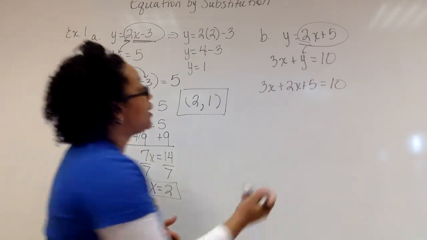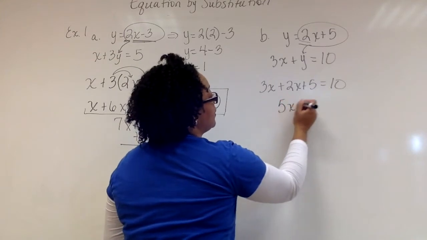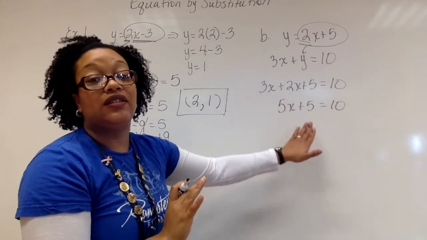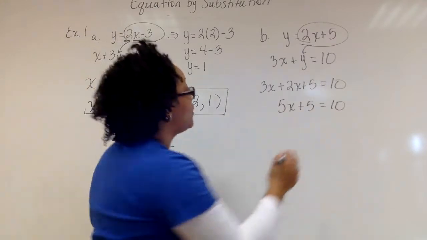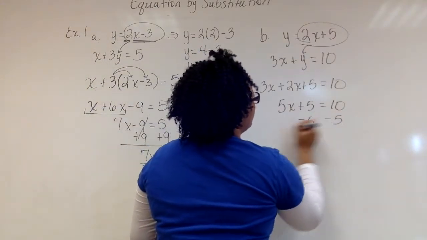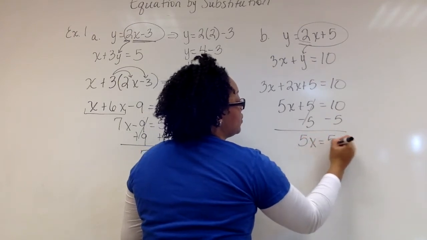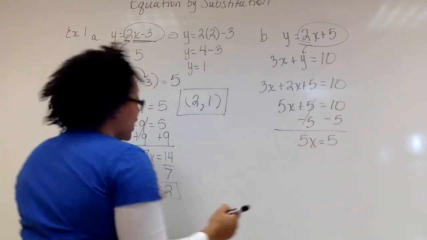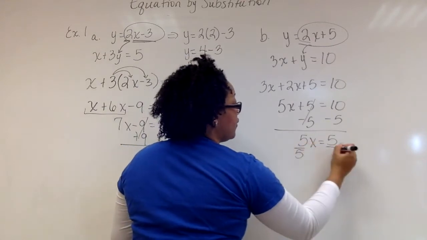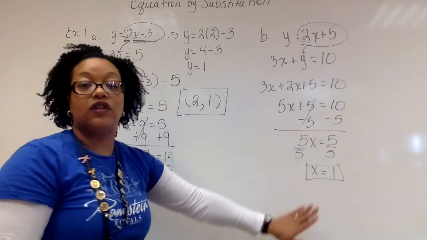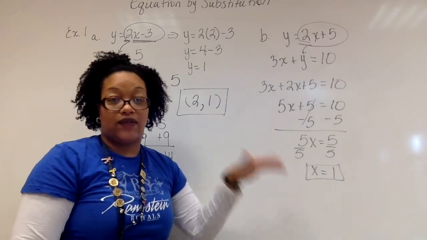So let's combine our like terms. I get 5x plus 5 equals 10. Hopefully you know that you need to subtract 5 on both sides. The 5's cancel out. You're left with 5x equals 5. When you divide both sides by 5, your x is equal to 1. So there is your solution for your x variable.